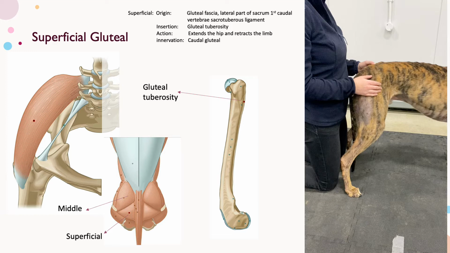Its action is to extend the hip and retract the limb, so that's a different function to equine, because in equine it flexes the hip, and we'll go through why this is the case. It extends the hip in the dog, and the innervation is the caudal gluteal nerve.